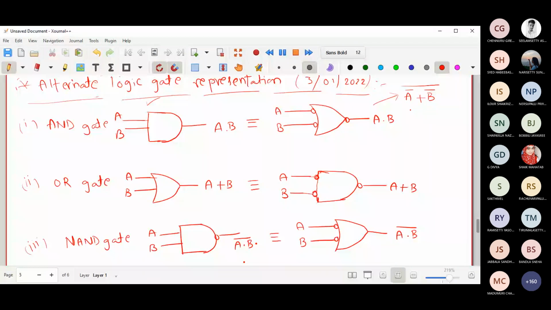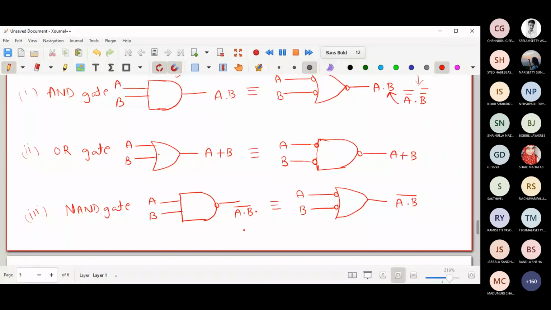If you apply De Morgan's theorem, what you have is A double bar dot B double bar, which is nothing but A dot B itself. So that is your AND function. You can represent the AND gate either by this diagram or by that diagram. Clear? Just the symbol changes, but the function remains the same, considering the same inputs.